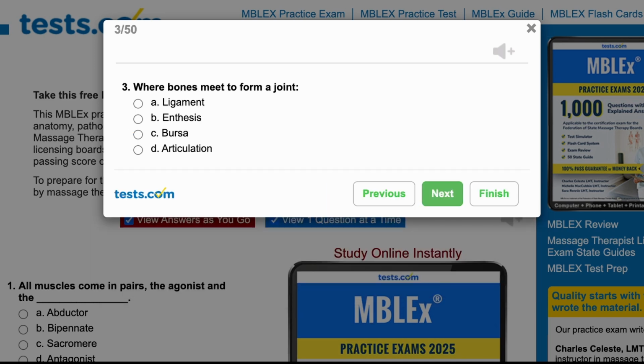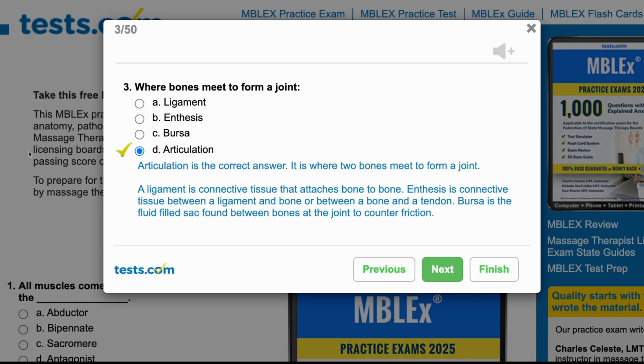Question number 3. Where bones meet to form a joint: A. ligament, B. emphysis, C. bursa, or D. articulation. D. Articulation is the correct answer. It is where two bones meet to form a joint. A ligament is connective tissue that attaches bone to bone. Emphysis is connective tissue between a ligament and bone or between a bone and a tendon. Bursa is the fluid-filled sac found between bones at the joint to counter friction.